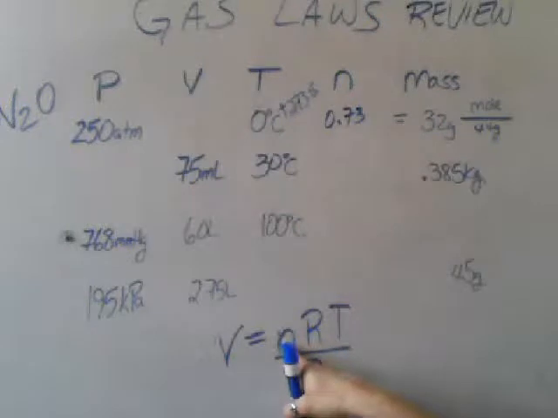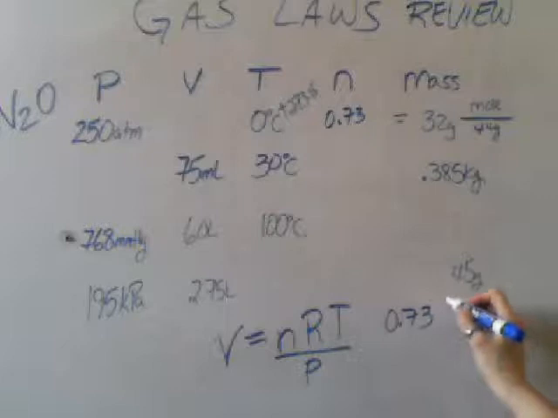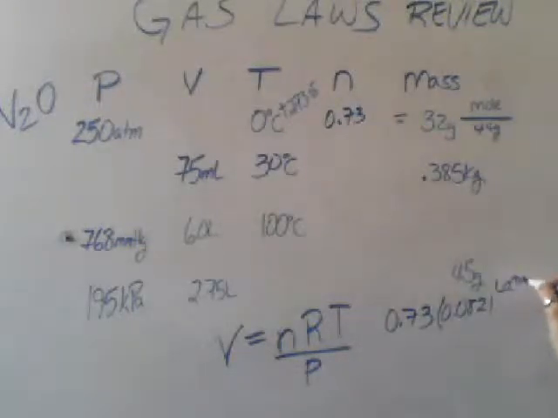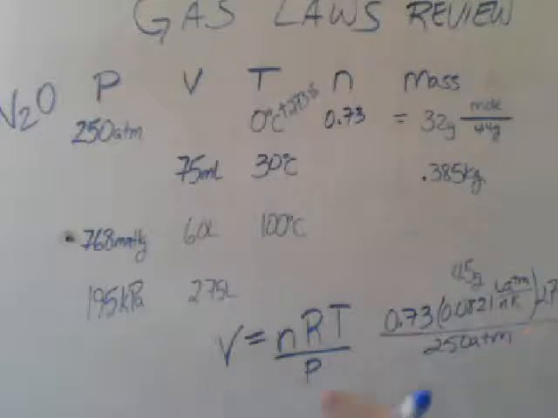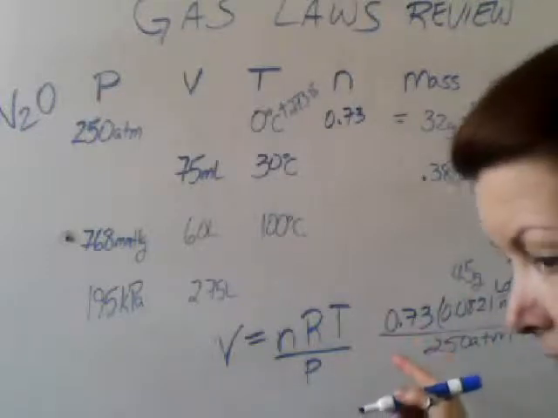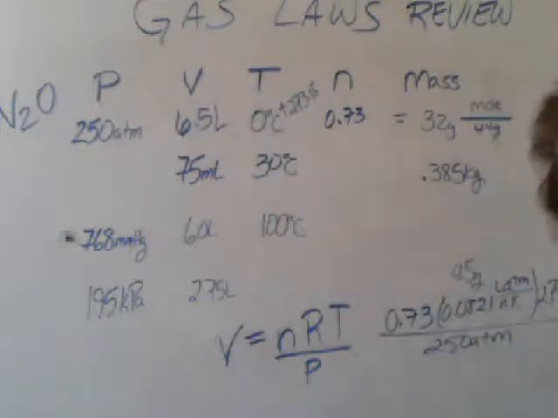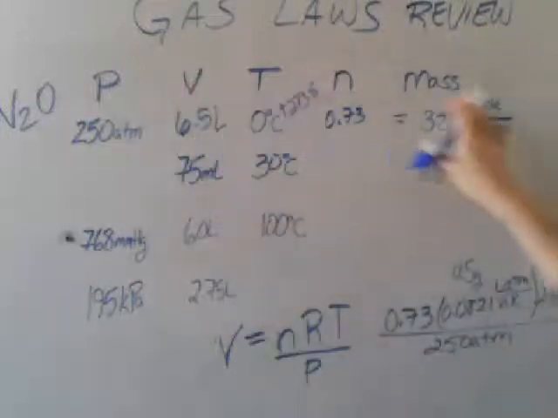We have 0.73 moles times R, which is 0.0821 liter atmospheres per mole Kelvin, times the temperature of 273 Kelvin, divided by 250 atmospheres. We plug all that into our calculator, and we determine that we have 6.5 liter volume for the volume of the gas nitrous oxide given these conditions.